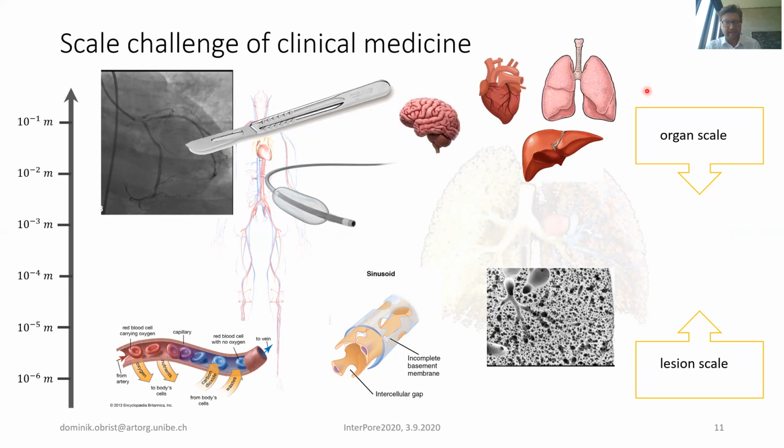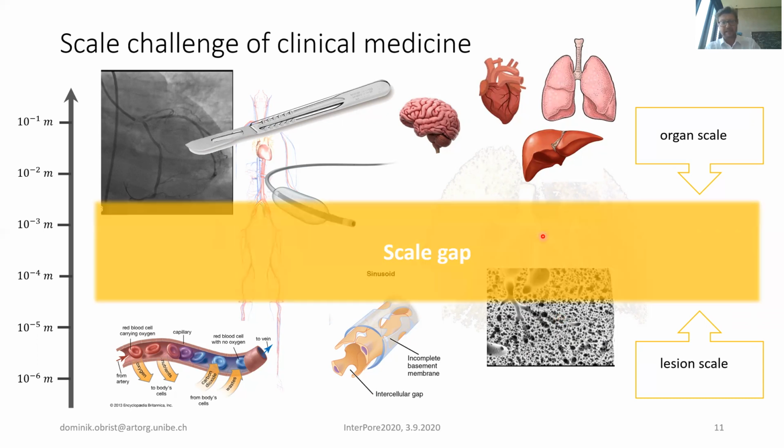So we have the organ scale going from millimeters to, let's say, tens of centimeters. And we have the lesion scale down here, capillaries, a few microns large. Maybe here, this is a crosscut through a lung, and you see these porous structures from the alveoli of the lung. They're somewhat larger, they're a few hundred microns. But still, there's this gap, this scale gap between the two things, between organ scale and lesion scale. And in order to get better diagnosis and treatment, we need to overcome the scale gap.